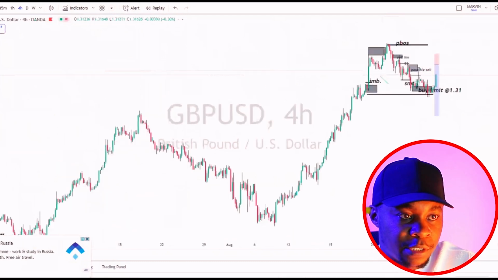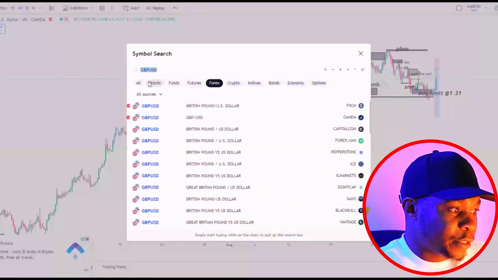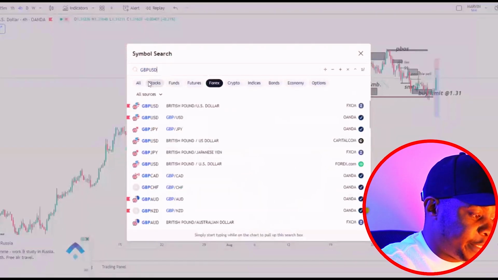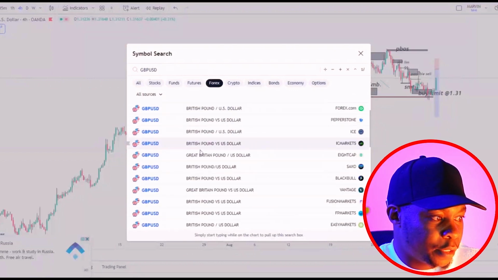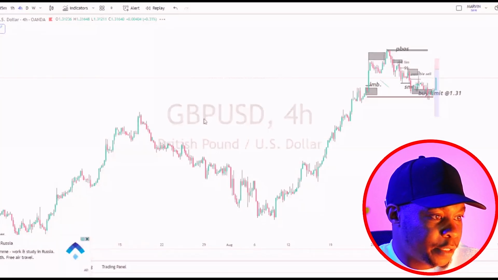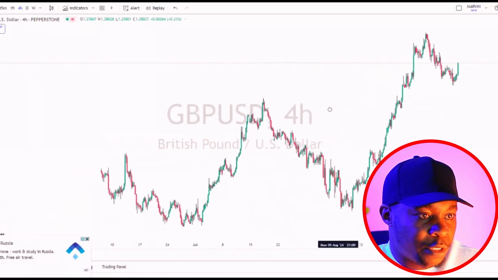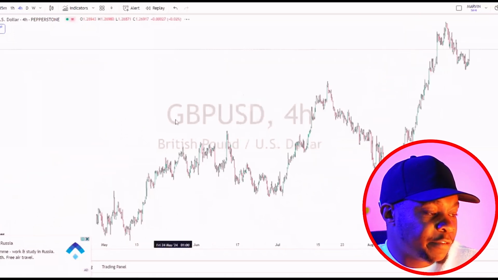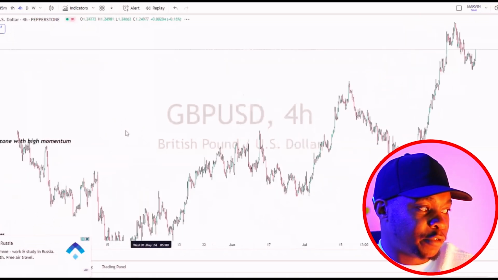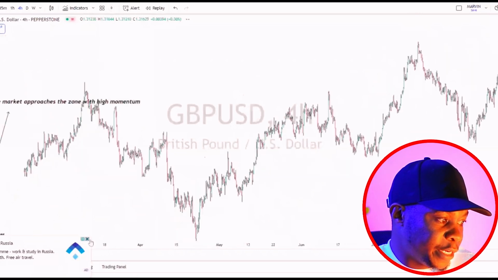Okay, let me use GBP and USD. I want to give an example on a pair that I do not have my analysis on. Let me use this one here. So demand and supply. Now, for you to identify a perfect demand and supply, we have two concepts that will help you identify the demand and supply.